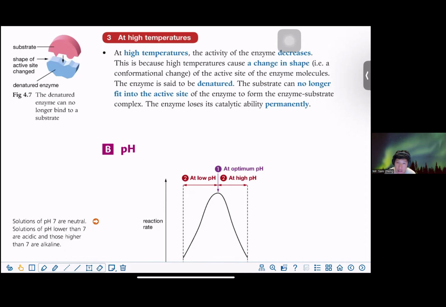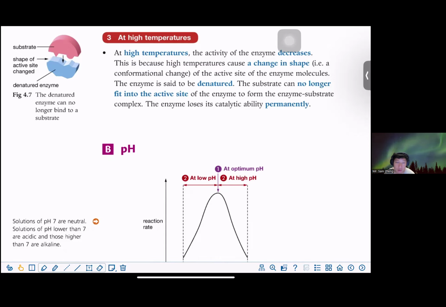The denaturation of the enzymes, or the change in the shape of the active sites, will cause the substrate to no longer fit into the active site. So the enzyme substrate complex cannot be formed because the substrate no longer fits into the active site. Therefore, the enzymes will lose the catalytic ability permanently. So we can see that one of the factors that affects the enzyme's activity is the temperature.